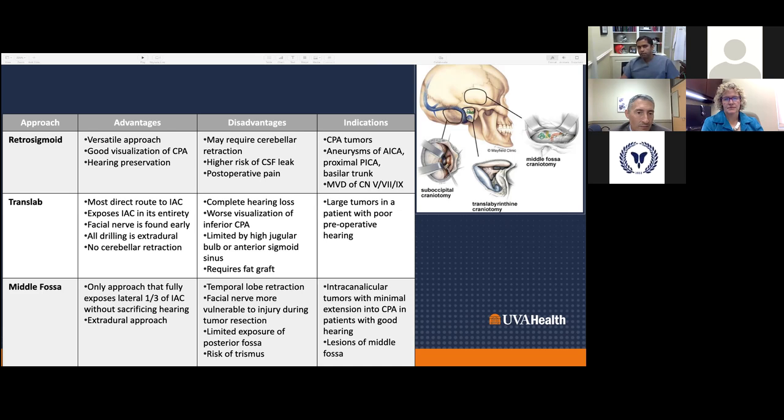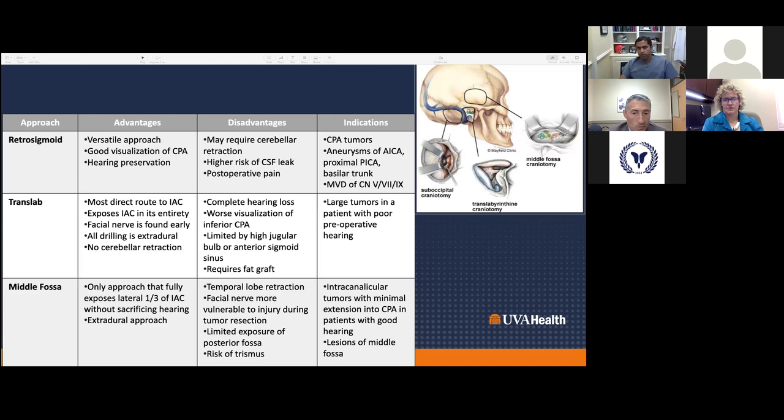The biggest issue, of course, is when you drill out the IAC, making sure that you obliterate any air cells within that temporal bone that you drill, and trying to ensure that you reduce the risk of CSF leak. Especially with larger tumors, it requires some amount of cerebellar retraction, but as you'll see later on, with most medium-sized tumors, and in my practice, even large tumors, I typically do not use any type of fixed retraction system.